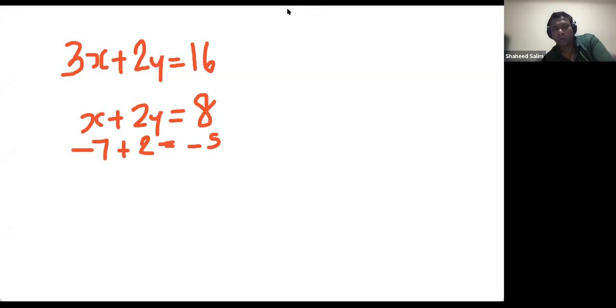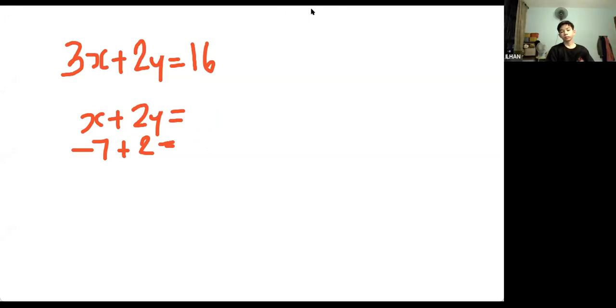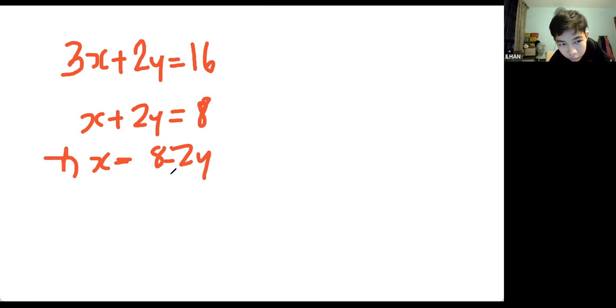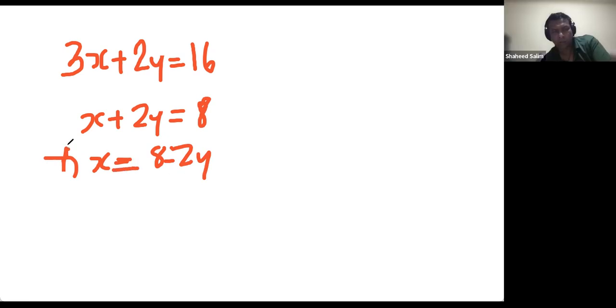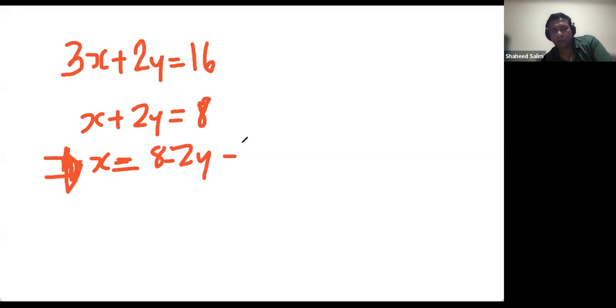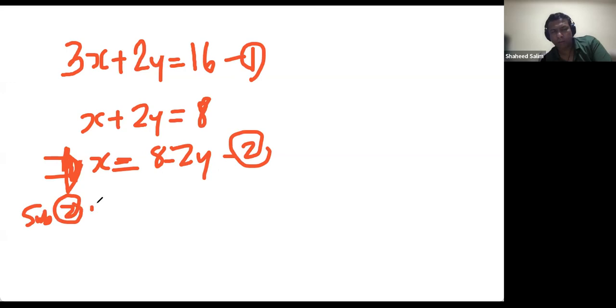So you change this one to x equals 8 minus 2y. What's behind the x? This one is just an arrow. I bring plus 2y. So now I'm going to call this 2, call this 1. So I'm going to substitute 2 into 1.